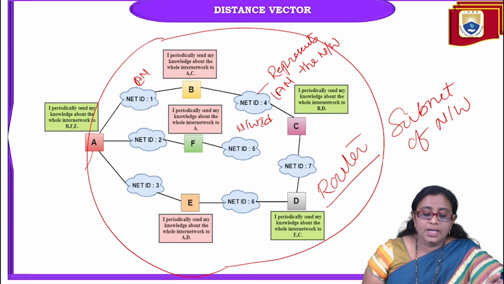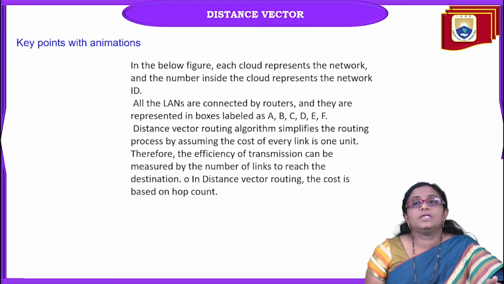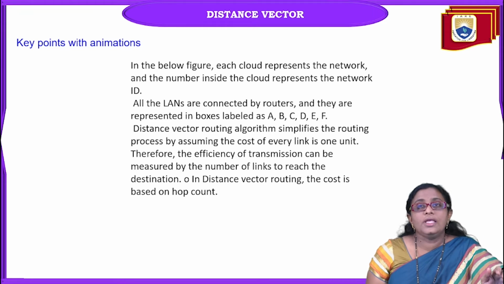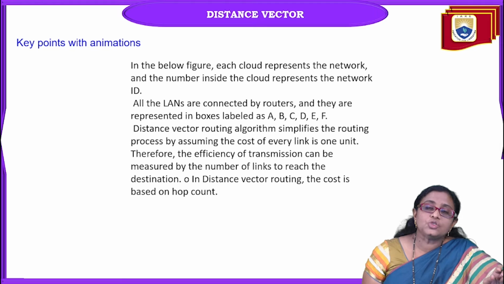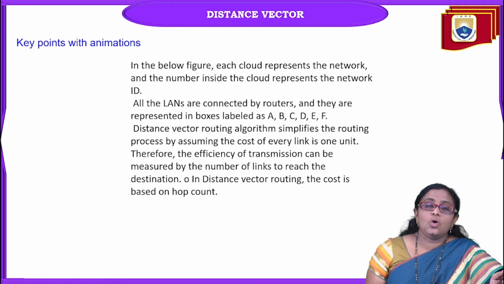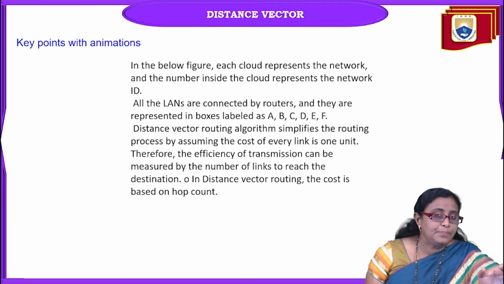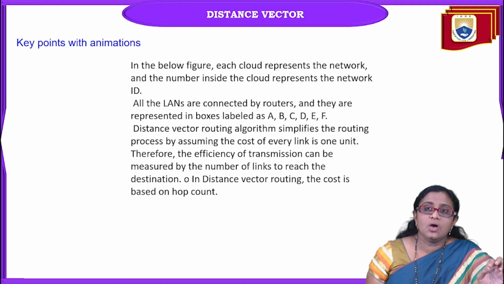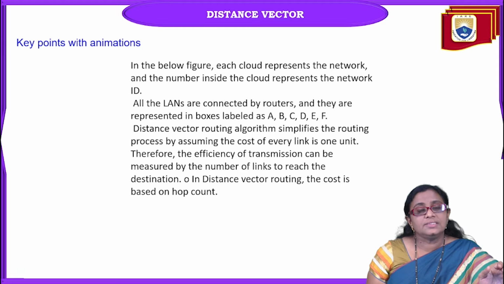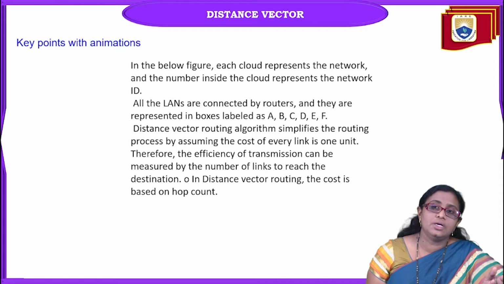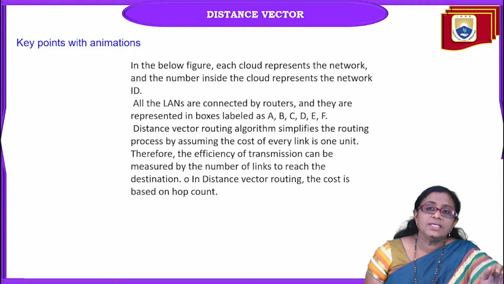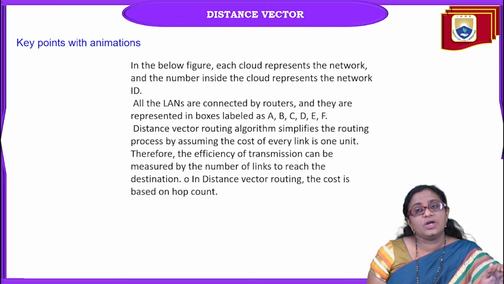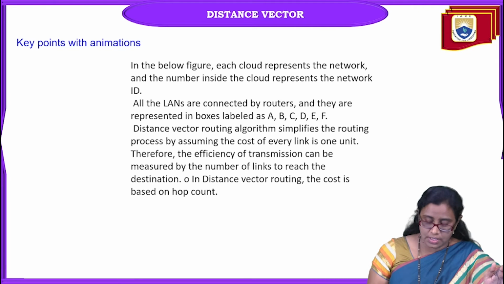So like that only, the distance vector routing algorithm simplifies the process by assuming the cost of every link is one unit, considering the cost of every link between the types of networks that will be linked with one another. So those are all nothing but the process of assuming the cost. Therefore, the efficiency of transmission can be measured by the number of links to reach the destination.